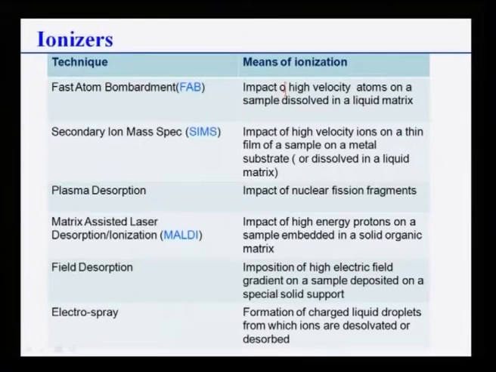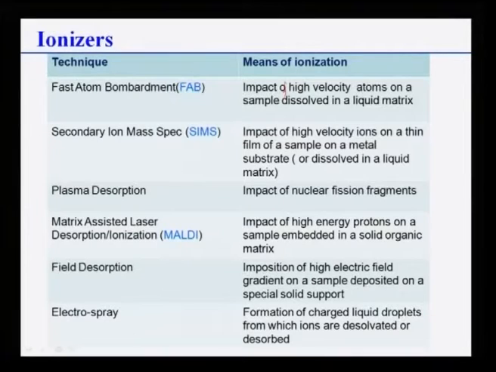Second one is secondary ion mass spectroscopy, and this is the topic of today's discussion. It is nothing but impact of high velocity ions on a thin film of a sample of a metal on a metal substrate. It can also be dissolved in liquid matrix. So by this way, in fast atom bombardment and secondary ion mass spectroscopy, the preparation of ions is almost similar. What you need to have is impact of high velocity ions in case of SIMS, and in case of FAB you need to have impact of high velocity atoms.